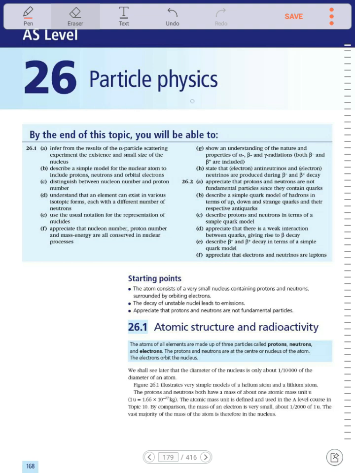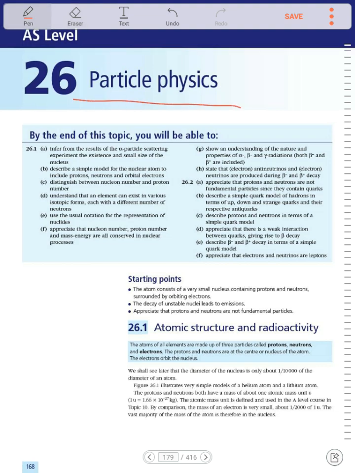Okay, now starting with the particle physics, we have two types of particles inside the nucleus. We have the protons and neutrons. Outside, we have electrons, which move around the nucleus. The atoms of elements are made of three particles, which are proton, neutron, and electrons. The protons and the neutrons are inside the nucleus in the center of the atom, and the electron orbits the nucleus.